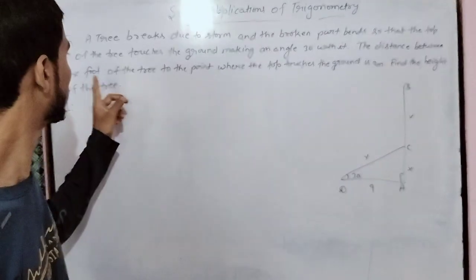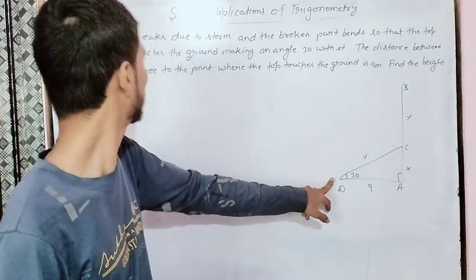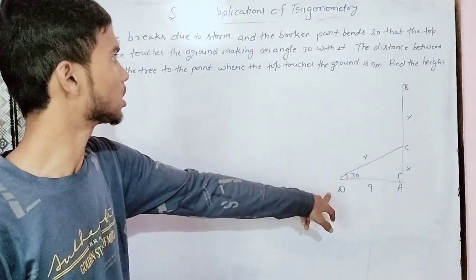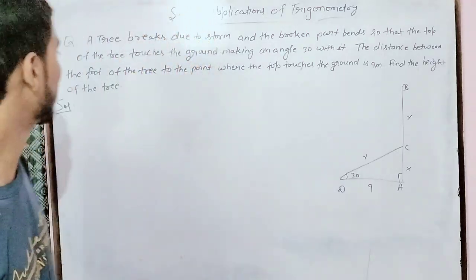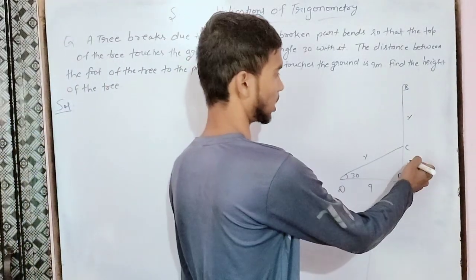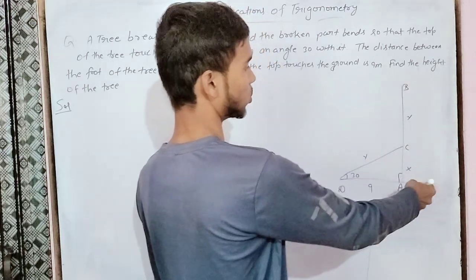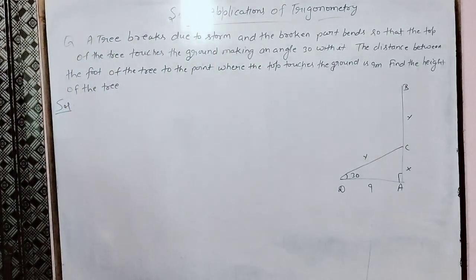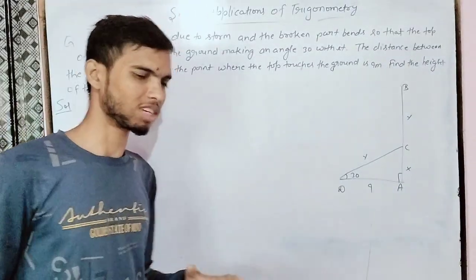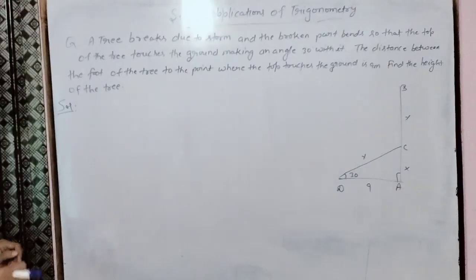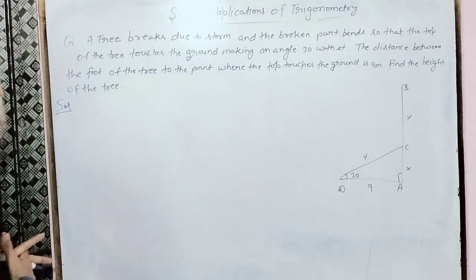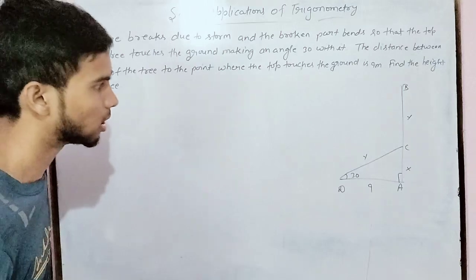The distance between the foot of the tree to the point where the top touches the ground is 9 meter. Okay, find the height of the tree. So not this height, but the complete original height. So we will add this and this. So does it seem easy or not? The question was something else from the previous, but after understanding it, I think you are feeling that it is easy.